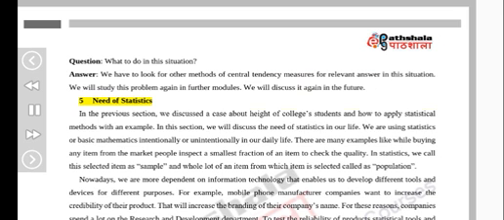5. Need of statistics. In the previous section, we discussed a case about the height of college students and how to apply statistical methods with an example. In this section, we will discuss the need of statistics in our life. We are using statistics or basic mathematics intentionally or unintentionally in our daily life. There are many examples, like while buying any item from the market, people inspect a small fraction of an item to check the quality. In statistics, we call this selected item a sample, and the whole lot of the item from which it is selected is called the population.